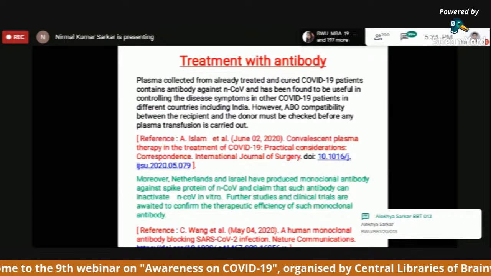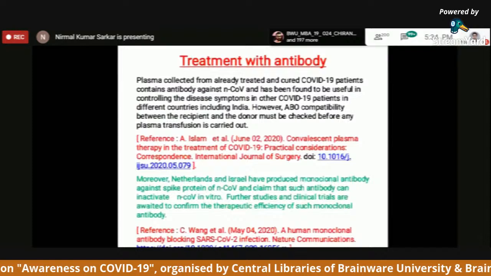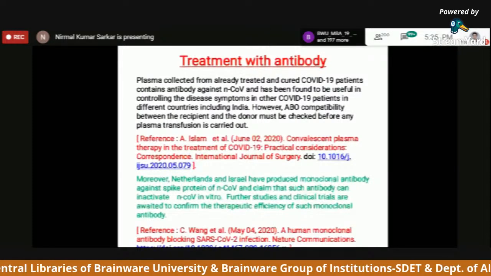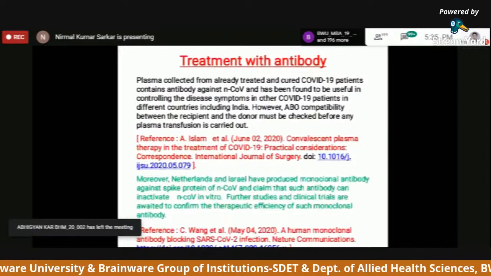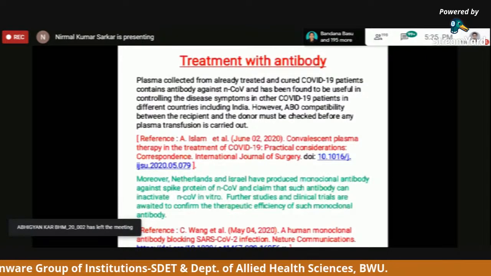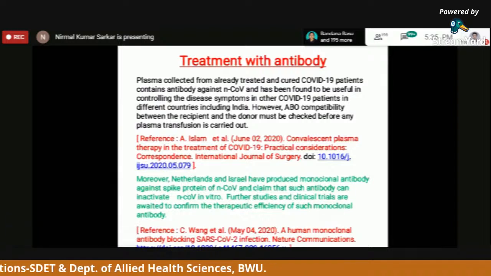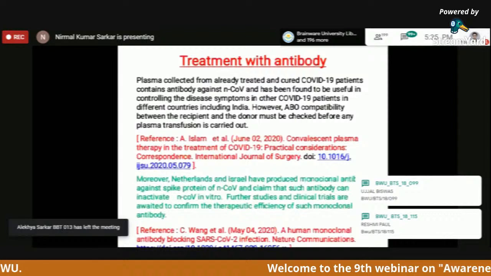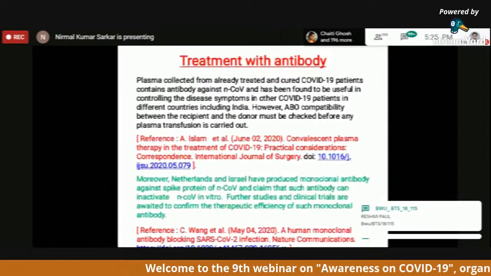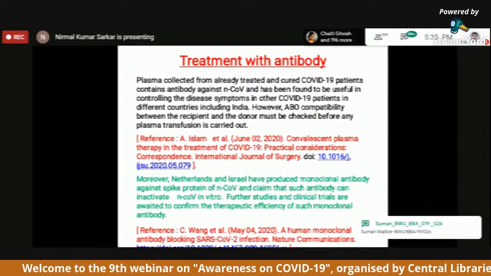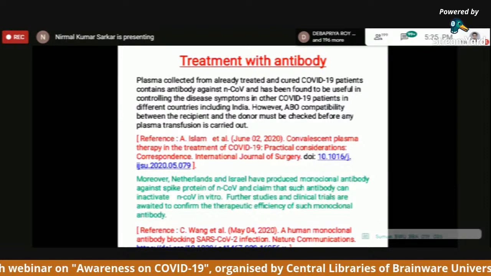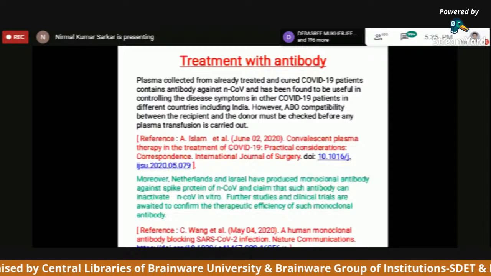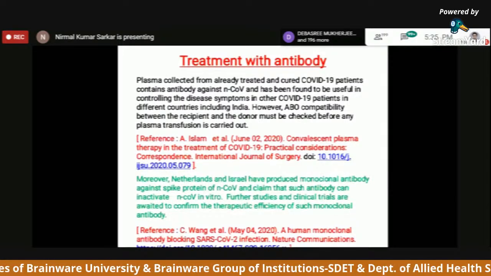Netherlands and Israel claimed that they have produced monoclonal antibody against spike protein of nCoV, novel coronavirus, and they claim that such antibody will be able to inactivate novel coronavirus. But such claims were made from in vitro studies only. Adequate clinical trials are awaited to confirm the therapeutic efficacy of such monoclonal antibody.